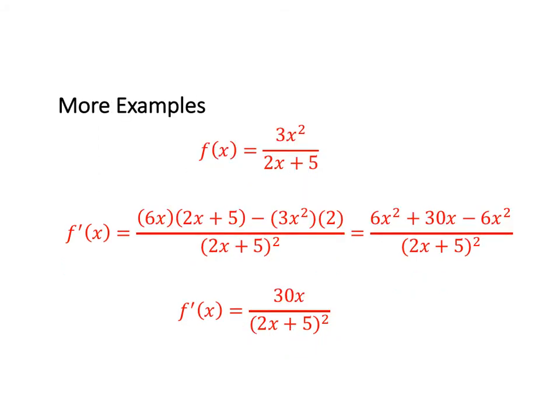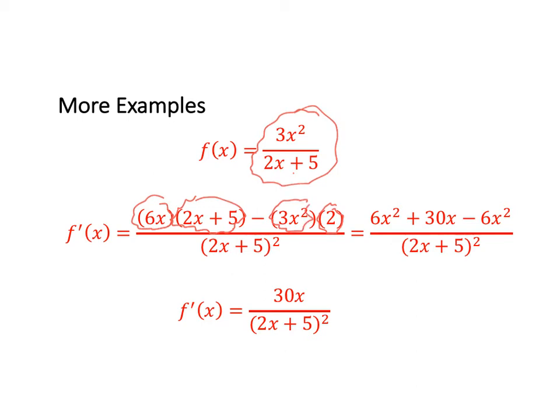So let's look at more examples. Let's say we've got a function here of 3x squared over 2x plus 5, all right? And this is a quotient, so we're going to use the quotient rule. So the derivative of the top, which is 6x, times the bottom, which is 2x plus 5, minus the derivative of 2x plus 5, which is simply 2, times the top, which is 3x squared, all over the denominator squared.